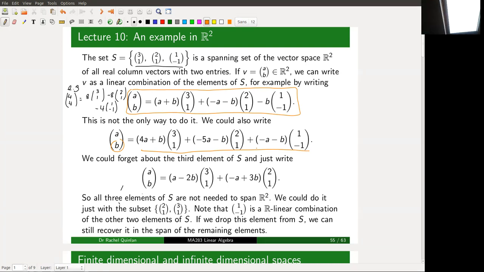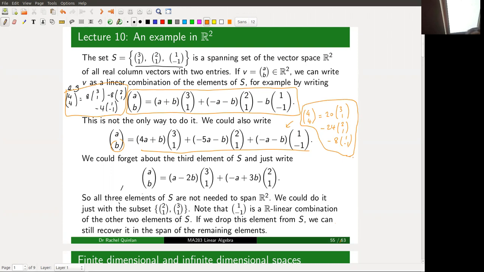And so, for instance, if you wanted to use the same vector (4, 4) and write it according to the second kind of framework here as a linear combination of those 3 vectors, A and B are both 4. So 4A plus B would be 16 plus 4. That would be 20. So we get 20 times (3, 1). Minus 5A minus B would be minus 20 minus 4, so minus 24 times (2, 1). And then minus A minus B would be minus 8, so minus 8 times (1, -1). And we should be able to confirm by a little bit of addition that these are 2 different expressions for the vector (4, 4) as a linear combination of those 3 elements of S.